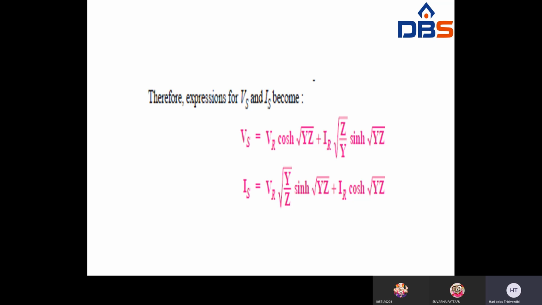Now converting, what they asked and gave is a 3 phase problem, but what we calculate is the phase voltage. Vs is nothing but the phase voltage, right?